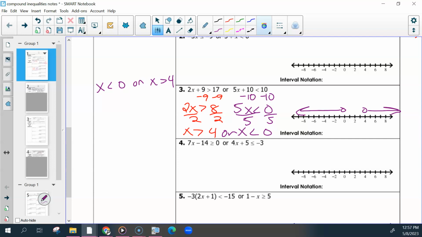If we wrote it as interval notation, it would start at negative infinity, end at 0, parentheses, start again at 4, parentheses, end at infinity. So all parentheses for that example. The bracket, or at least one of them, not the infinity. Other questions on 3?